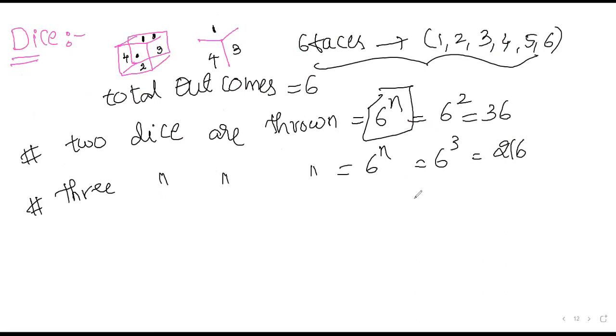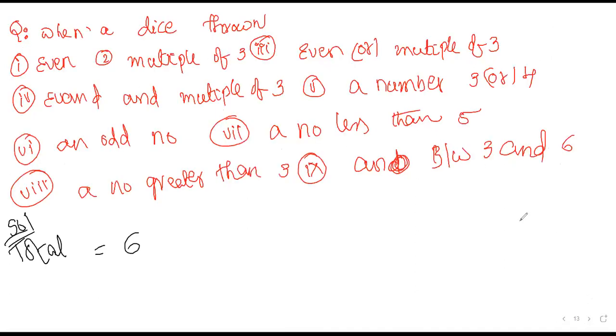Listen. So when a dice is thrown, the total outcomes are 6 power n. If a single dice is thrown, that is 6 power 1. Then if 2 dice are thrown, it is 6 power 2. If 3 dice are thrown, it is 6 power 3. So very simple questions are there.